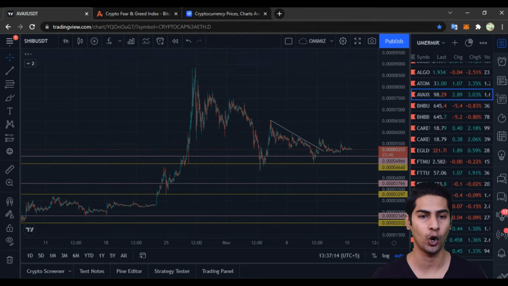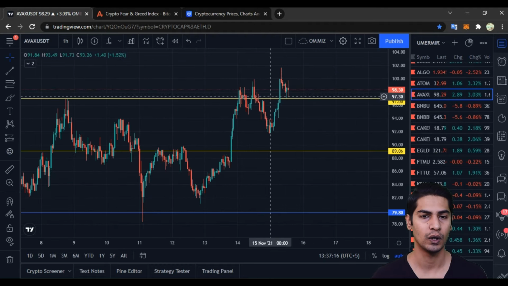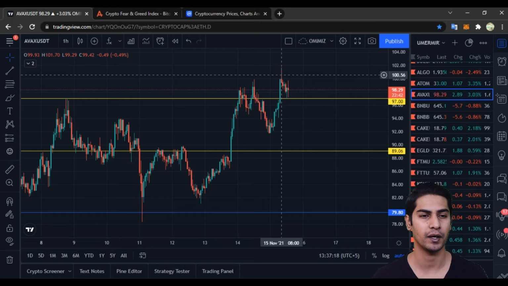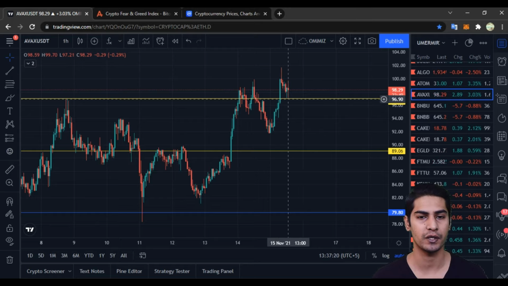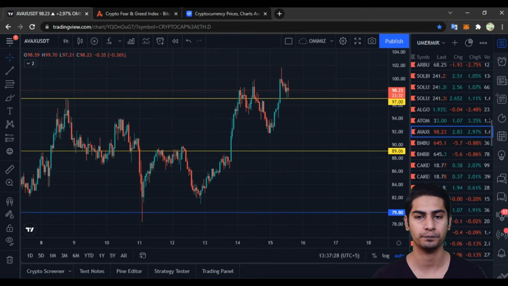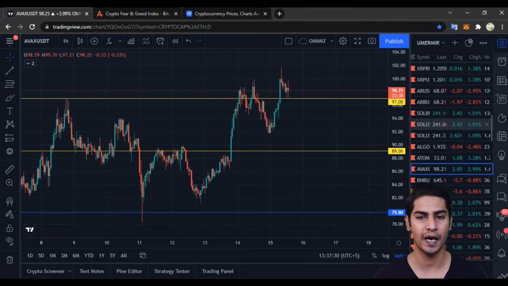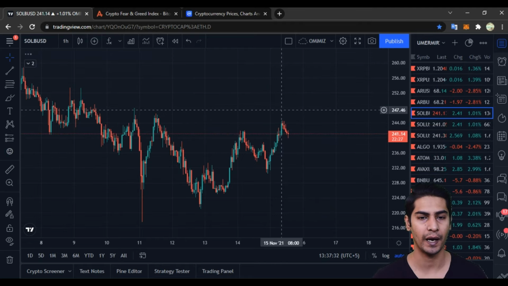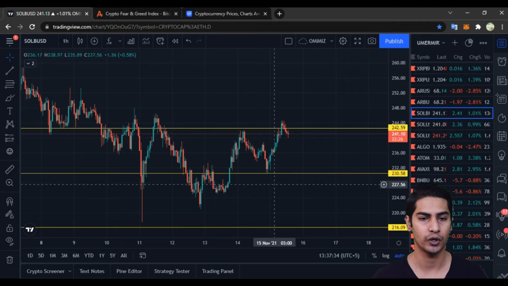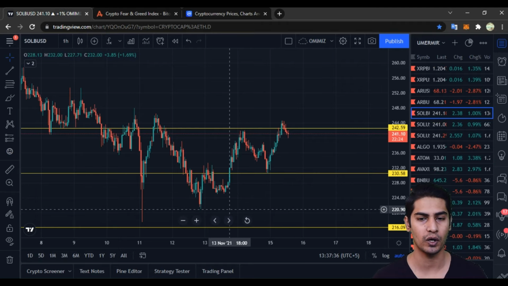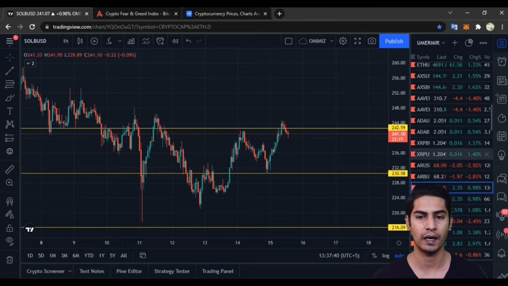AVAX made a new all-time high. AVAX is now having an all-time high at 101.70. I expect it to come back to maybe somewhere in the 90s region, or like it is right now, consolidating on its previous high and making a new support. Solana has been sideways as well, went to 220, back to 240, 230. So it's all right, been pretty sideways in these zones over the weekend. AR has come down pretty heavily after making a 96 all-time high.